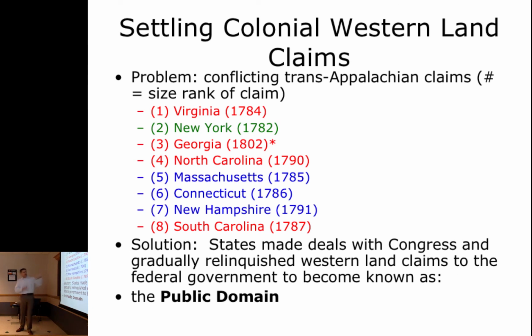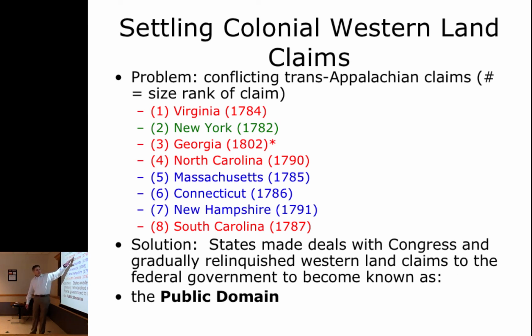So states made deals with Congress and gradually relinquished their Western land claims to the federal government. You can see largely before ratification of the Constitution, but not all of them. And one of the latest examples was the state of Georgia, which had claim to the Yazoo country, the area west of the present-day state of Georgia, all the way to the Mississippi River, and that, of course, includes most of Alabama and Mississippi. And those states would come in later. So it was a fairly large land claim, number 3 in the rank.